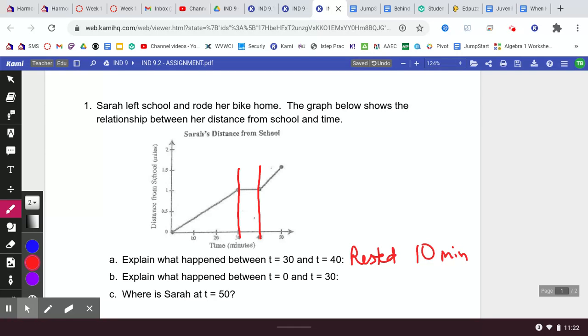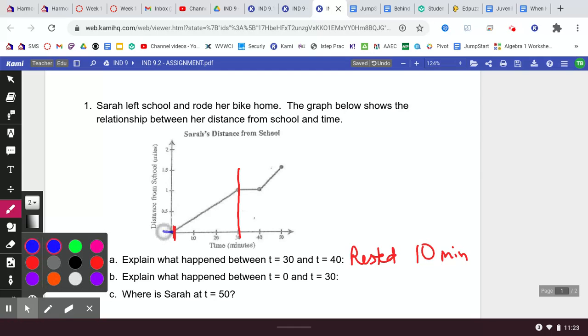All right. Michaela, explain what happens between T equals 0 and T equals 30. So let's get rid of this line and put a line at T equals 0. All right. What happens in T equals 0 to T equals 30? Okay, good. And you're right. So let's talk about how you got that.